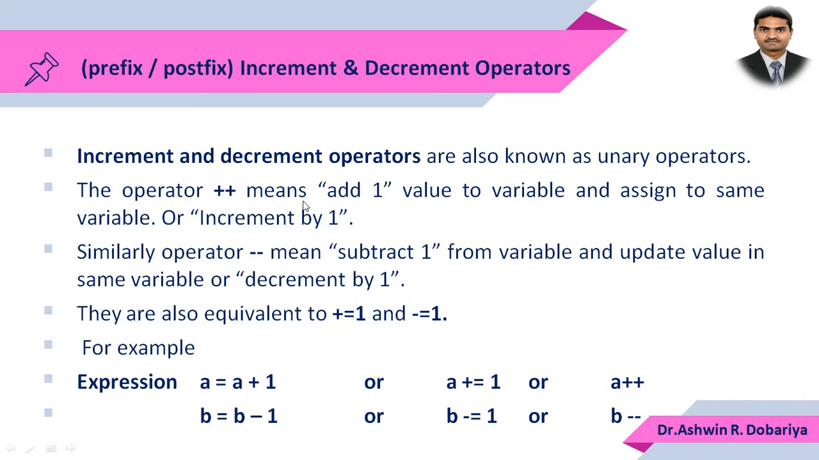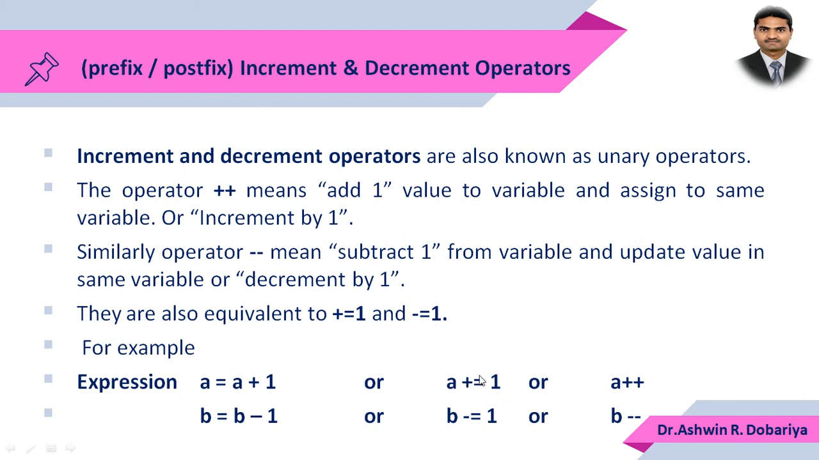And plus plus means add one to the existing variable and assign it to the same variable, right? So it's known as increment by 1. Similarly, minus minus means decrement by 1. And the same statement is also equivalent to plus equal to 1. So if we want to increment a value in a variable, we can write the same statement in 3 different ways. First, a is equal to a plus 1, which means whatever the value of a is, it is incremented by 1 and stored back. Or the same statement we can write like this: a plus equal to 1.